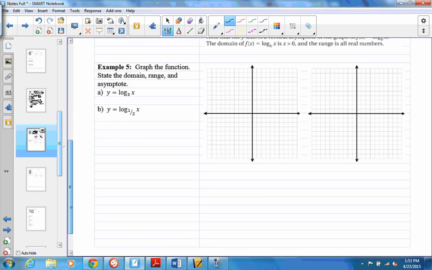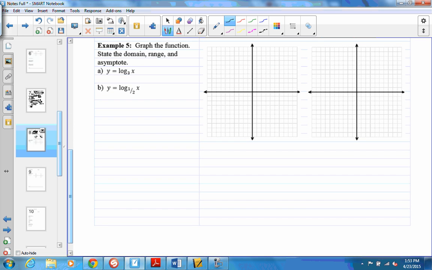So, graphing. Graph the function, state the domain, range, and asymptote. So we've seen this before. The only thing new is logs. But we're going to do the same things we did on the last page here. So I've got log base 3 of x equals y. So 3 raised to some power equals a number. So what's the first thing I always do when I'm graphing? Make a table.